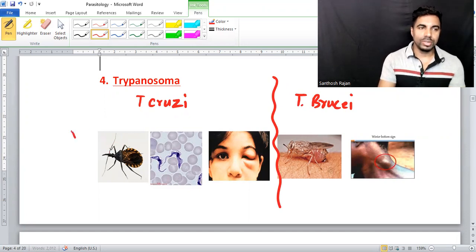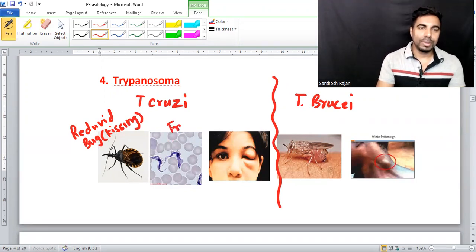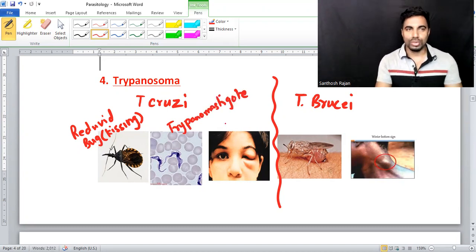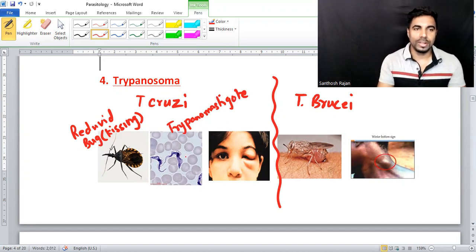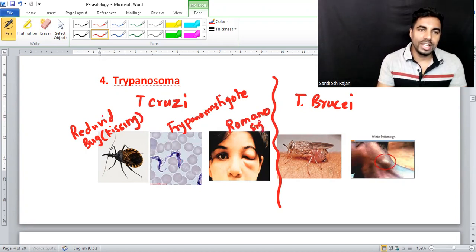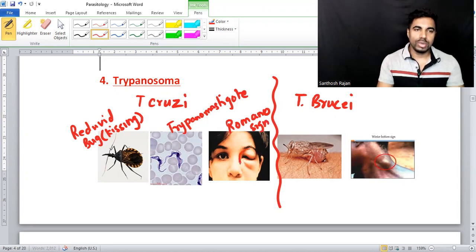This picture is the redweed bug, also called the kissing bug. Our favorite kissing bug, I'll give you the clue, don't worry. This is the trypomastigotes, the causative agent of both Trypanosoma. For both, it looks like this only. And this is a sign called Romana sign. Romana sign is basically swelling around the eye. We're going to talk about that in a while.